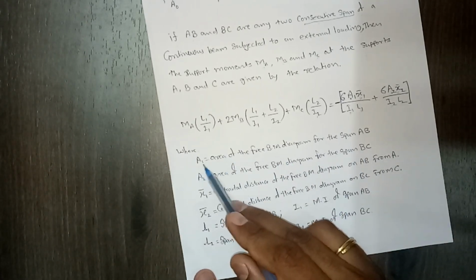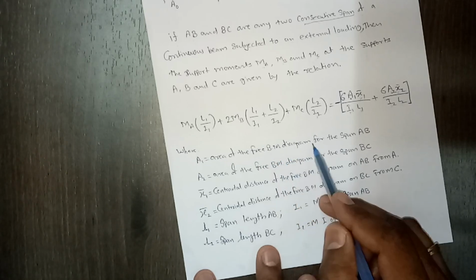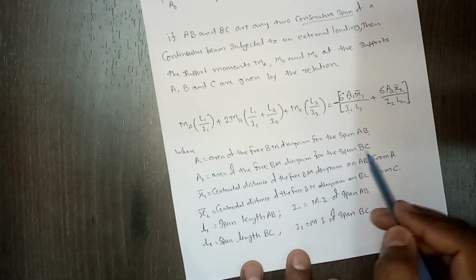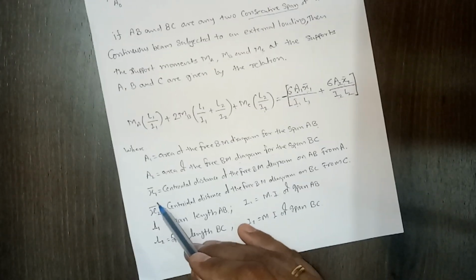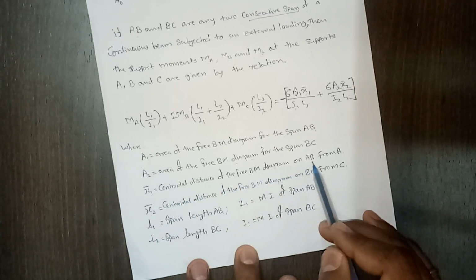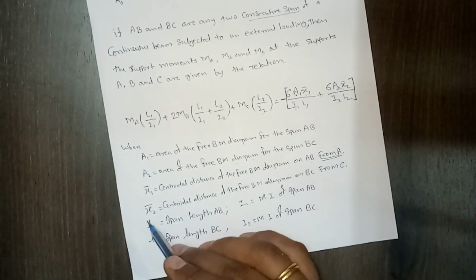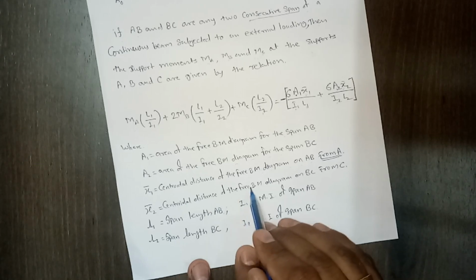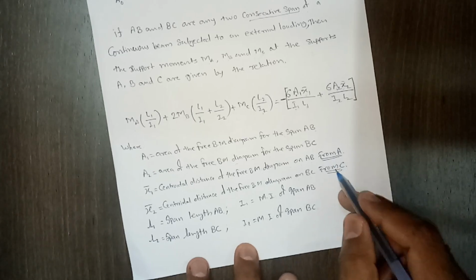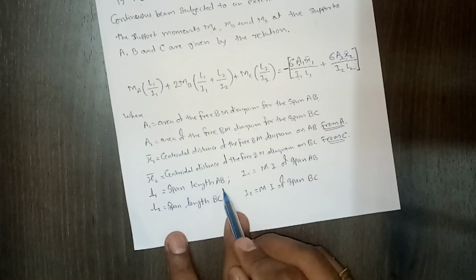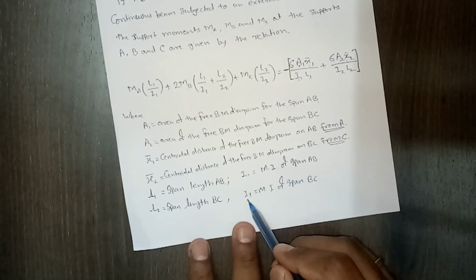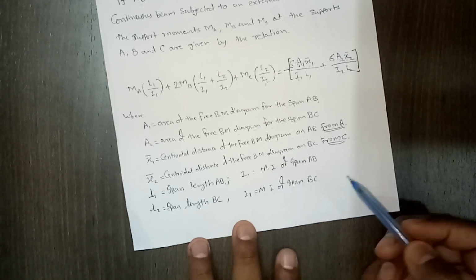Here it is mentioned: A1 is the area of the free bending moment diagram for the span AB, and A2 is the area of the free bending moment diagram for the span BC. x1 is the centroidal distance of the free bending moment diagram on AB from A, and x2 is the centroidal distance of the free bending moment diagram on span BC from C. This is important. Then L1 is the span length AB, L2 the span length BC, I1 the moment of inertia of span AB, and I2 the moment of inertia of span BC.